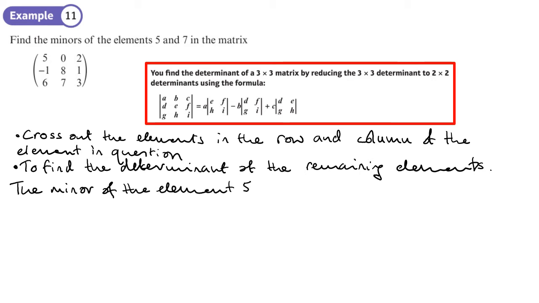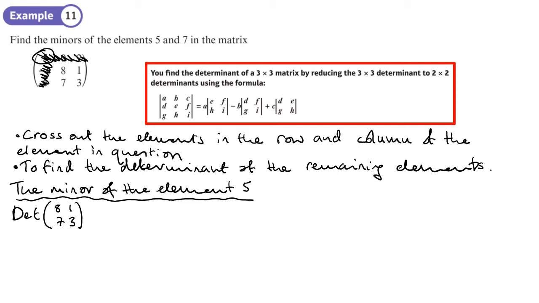So there are 2 steps. Step number 1, find the element 5 in the matrix, and it's here. Then cross out the elements in the same row and column as 5. What I've been left with is 8, 1, 7, 3. So I've crossed out the elements in the row and column. Step 2 is to find the determinant of the remaining elements. So I basically want to find the determinant of 8, 1, 7, 3.